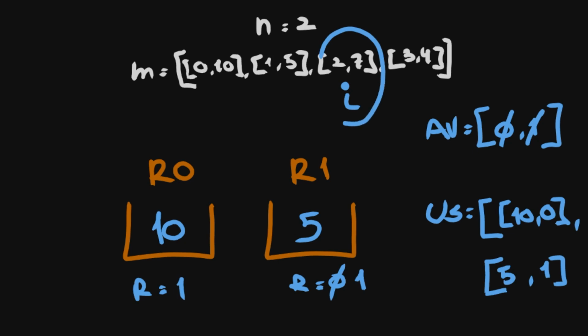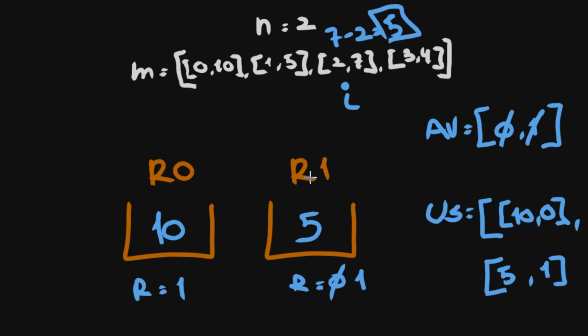Now this is the interesting part. We have a meeting that goes from 2 to 7, but we don't have empty rooms. This room will be free at 10 and this one will be free at 5. But this goes from 2 to 7. So we need to delay this meeting until we have an empty room, and we need to preserve the same duration. So here it is 7 minus 2, 5. So we need to preserve this duration.